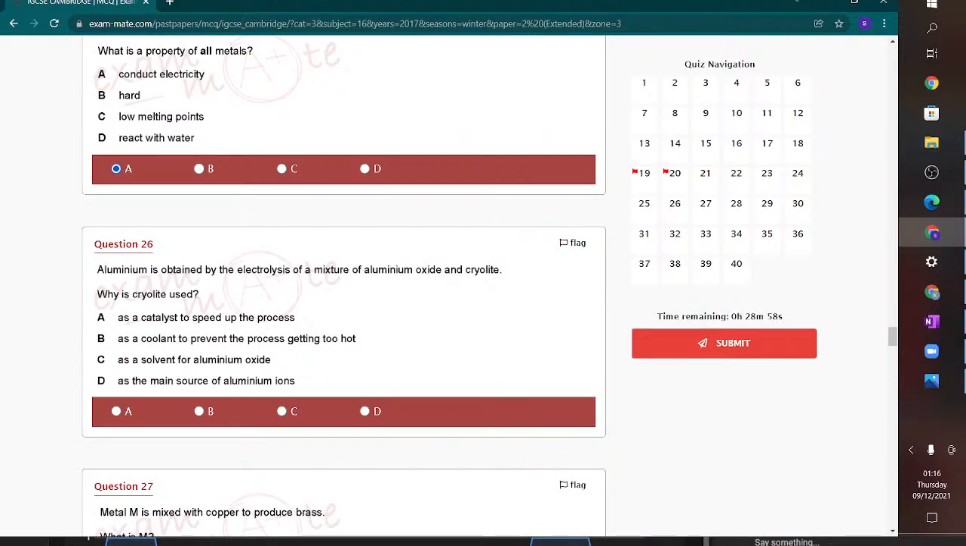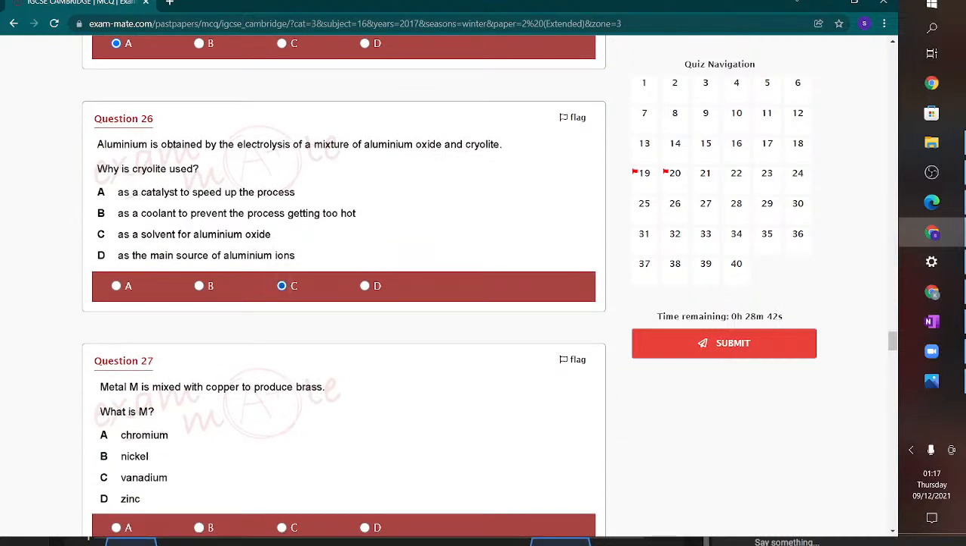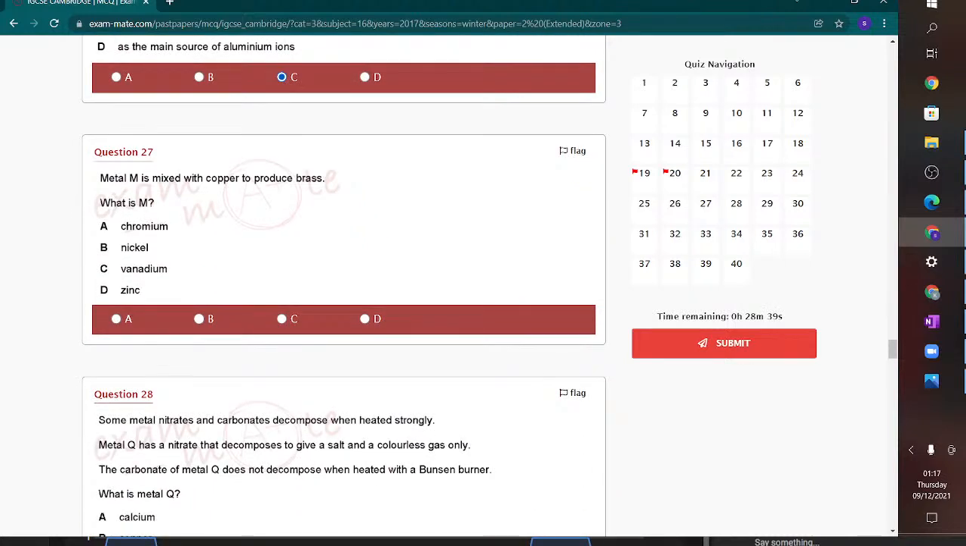Why is cryolite used as a solvent, as a coolant, to prevent, or as a catalyst? Okay, cryolite is used as a solvent to increase conductivity of aluminium oxide. So the answer is C. Metal M is mixed with copper to produce brass. It is zinc. Zinc and copper produce brass.